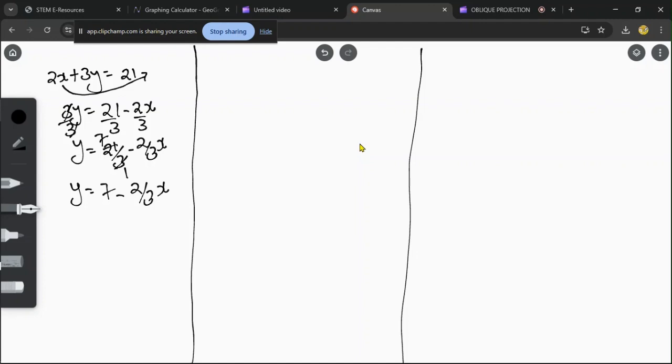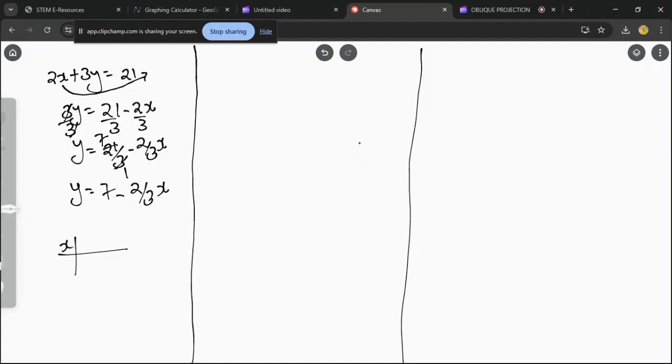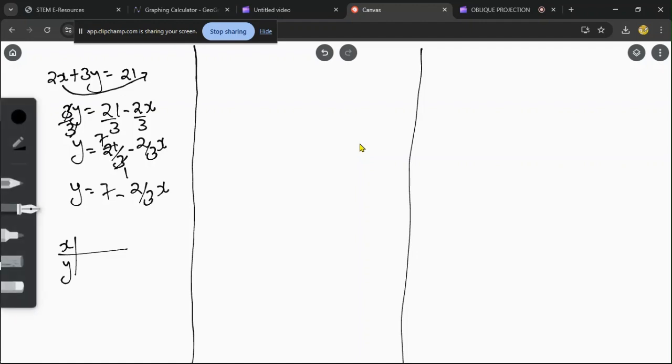Then you come and do the same thing. Have something like a table. Have a table here and ask yourself, if here I put x and here I put y, and you guess some 3 values, just 3, not too many, 3 values.